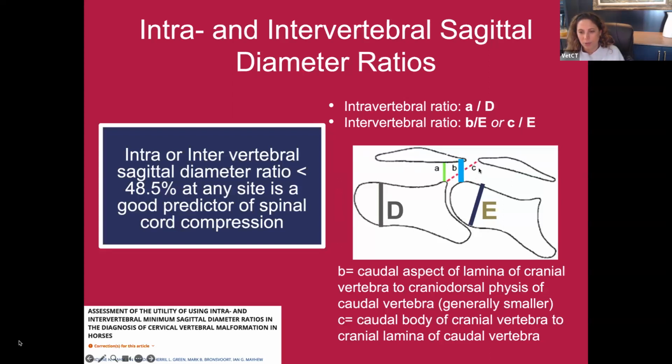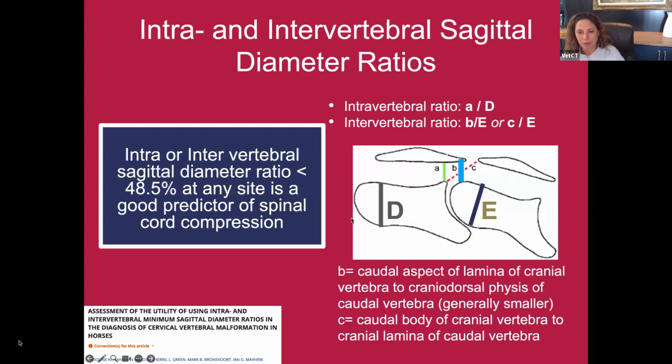Then you measure both B and C, and you take the smaller of the two. So from the back of the dorsal lamina to the cranial aspect of the body of the more caudal vertebra, and from the cranial aspect of the dorsal lamina of the caudal vertebra to the caudal aspect of the body of the more cranial. One of these two lines will almost always be smaller, and you take the smaller of the two and create a ratio with the more caudally located vertebra. So in this case, E, the height of the cranial physis of the more caudal vertebra.